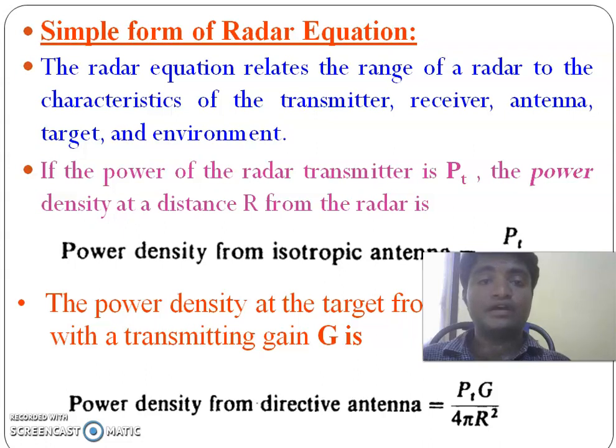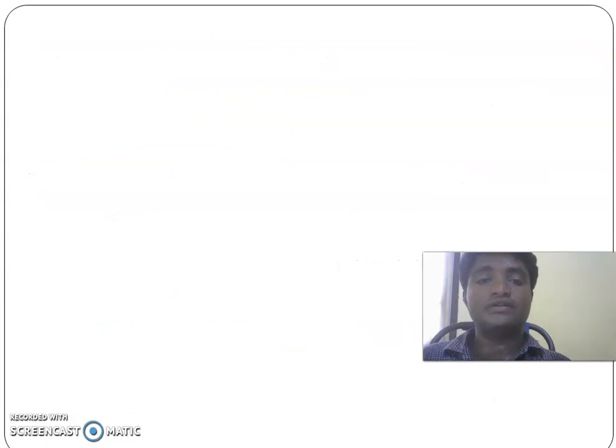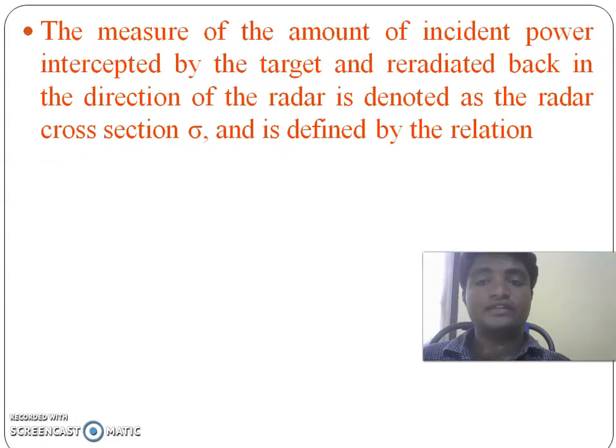Already you know from the basics of radar operation that in the radar we transmit an electromagnetic signal. Whenever it hits the target, some of the energy is reflected back. The amount of energy reflected back or re-radiated back will depend upon the radar cross section sigma. If the radar cross section sigma is 0, that means no energy is reflected. That means sigma is a very important parameter, and it is indicated by the target.